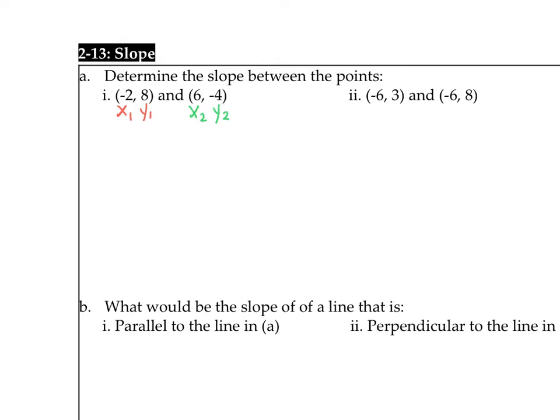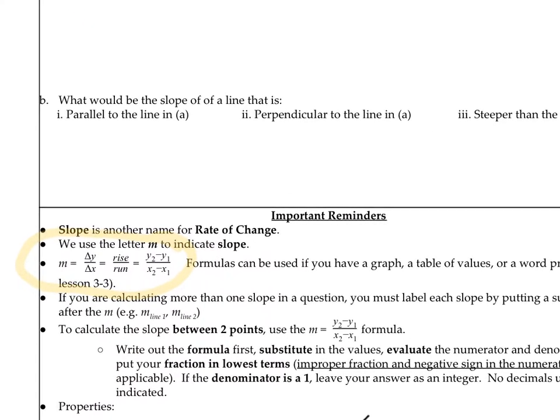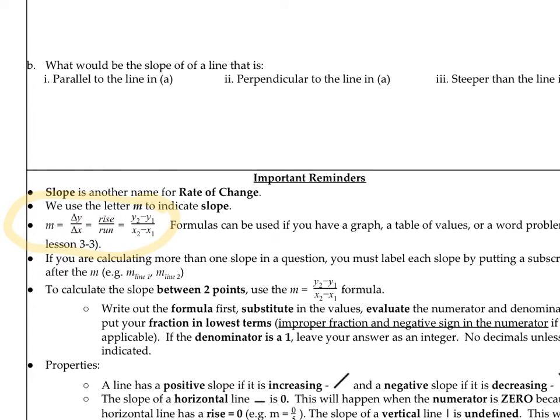You always want to start with your formula. So your formula is y2 minus y1, which will calculate how much the y values have changed. And that's divided by x2 minus x1, which will calculate how much the x values have changed. So that's the first step. So to calculate it, the first step is to write out the formula first. The second step is going to be to substitute in the values.